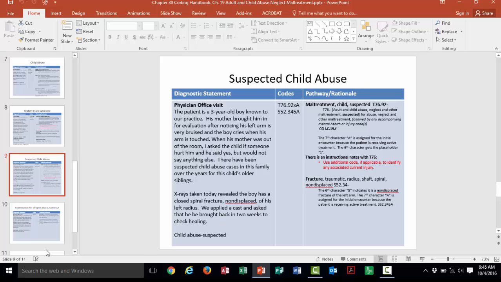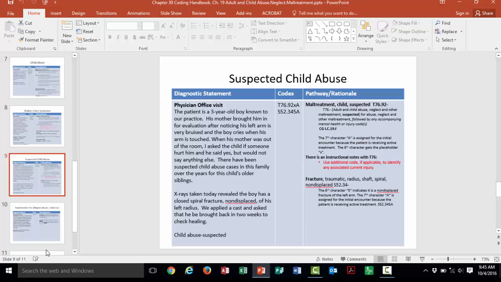Now let's look at a case of suspected child abuse, how your documentation might read. The patient is a 3-year-old boy known to our practice. His mother brought him in for evaluation after noticing his left arm is very bruised, and the boy cries when his arm is touched. When his mother was out of the room, I asked the child if someone hurt him, and he said yes, but he would not say anything else. There have been suspected child abuse cases in this family over the years for this child's older siblings.